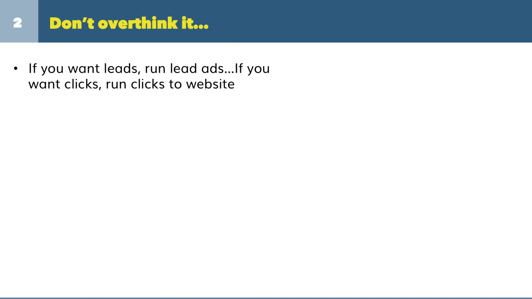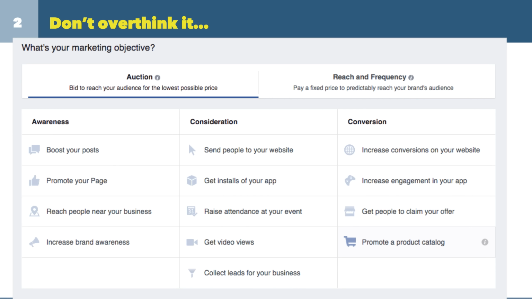If you want leads, run lead ads. If you want clicks, run clicks to website. Facebook is not here to confuse you. This is not SEO with Google. You are not trying to beat the algorithm. They want you to win. So keep it simple. If you want to get video views, run a video view ad. If you want to get leads, collect leads for your business. If you want traffic, send people to your website.